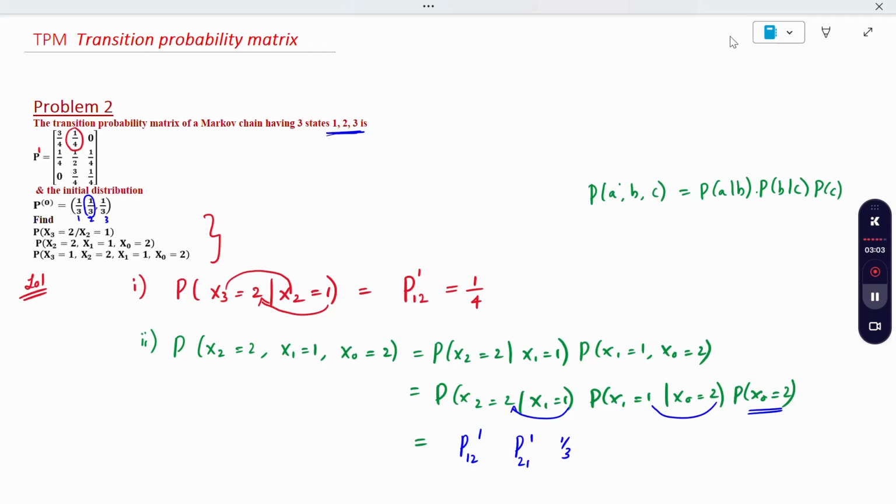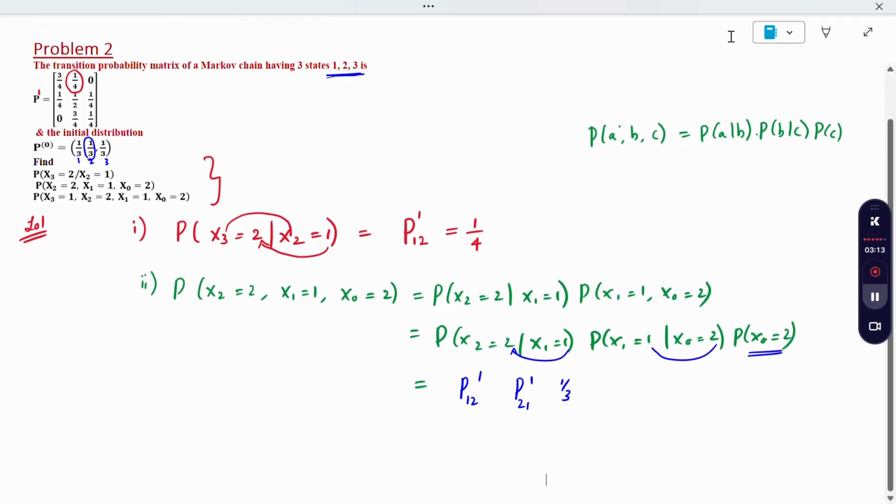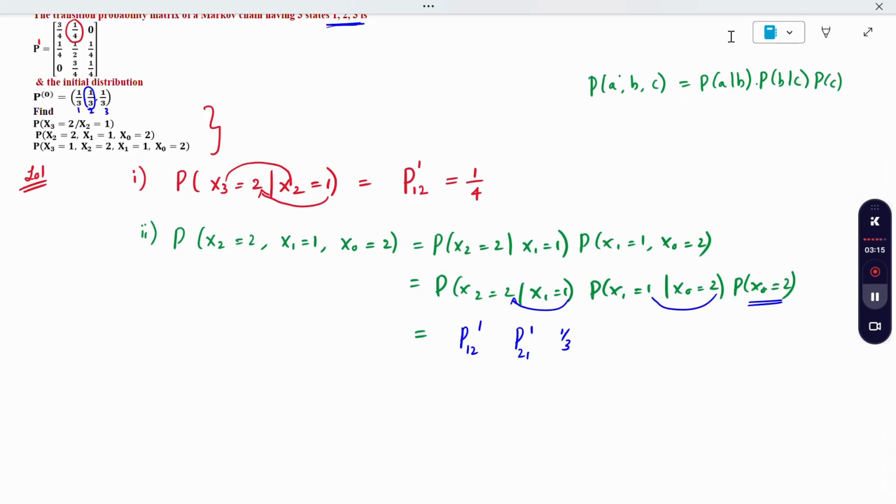Now P 1 2 power 1, we already know it is 1 by 4. P 2 1 is also 1 by 4. So when I substitute, it is 1 by 4 into 1 by 4 into 1 by 3, which is nothing but 0.0208. So that is completed.